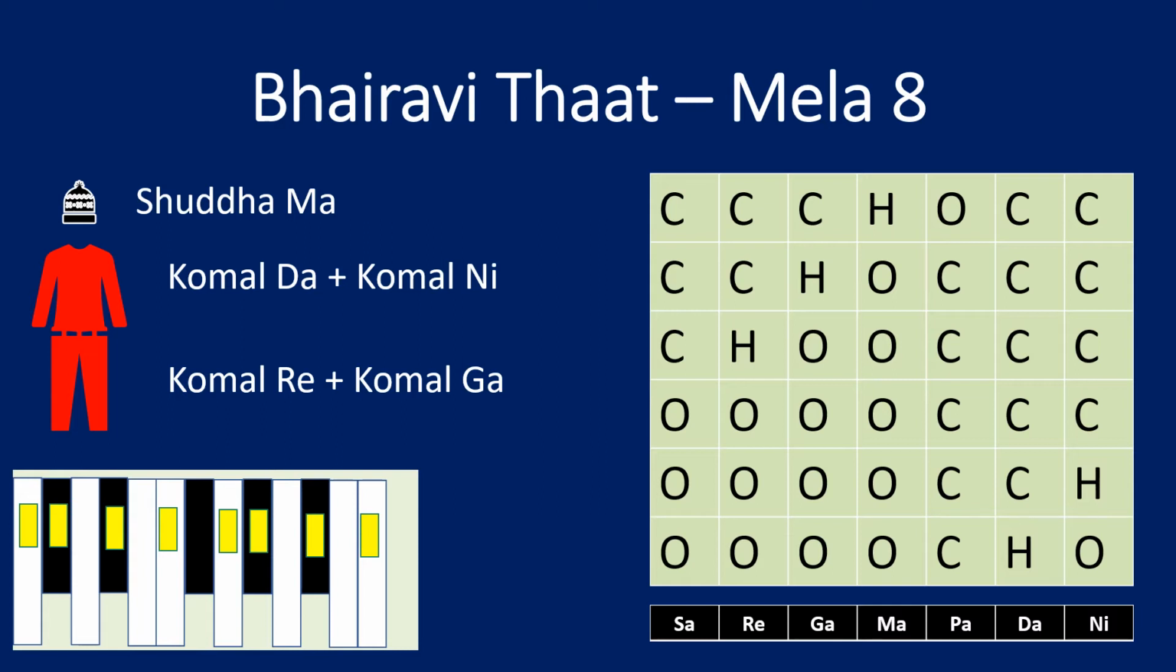You'll note that the shirt and pant colors are the same, so Bhairavi is also a symmetrical raga because both Re, Ga and Da, Ni are komal combinations. On a piano scale with Sa as C, the Re, Ga, Da, Ni are played by the black notes. This scale is also known in the West as the Greek Phrygian scale. In the South Indian Carnatic system, this is Melakarta number 8 or Hanumatodi.